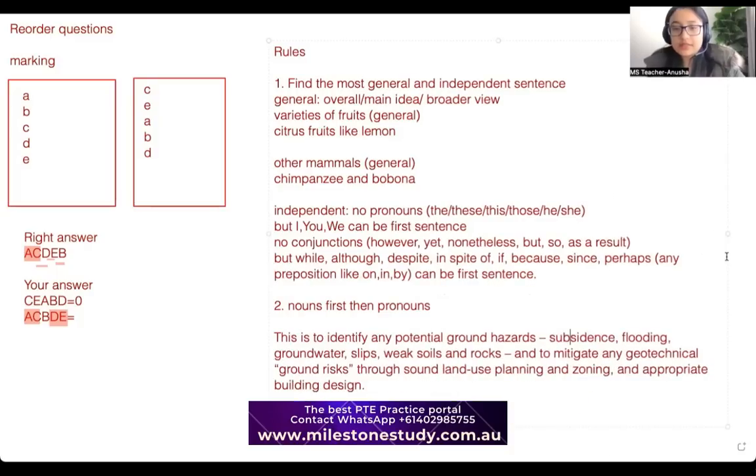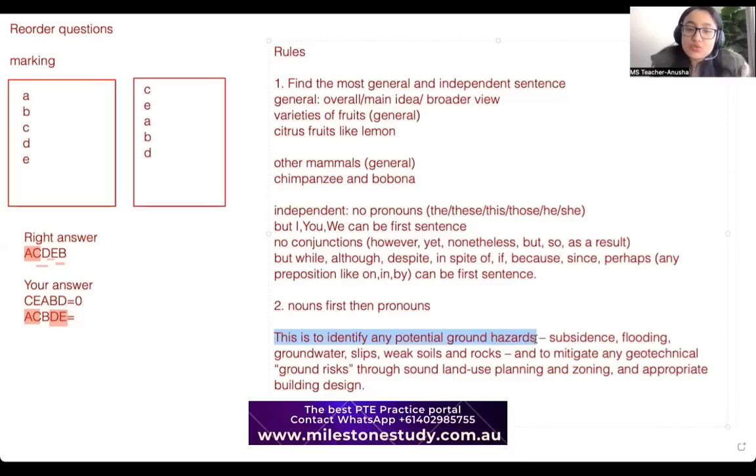Now here's a sentence. This is to identify any potential ground hazards: subsidence, flooding, groundwater slips, weak soils, rocks, and to mitigate any geotechnical ground risks through sound land use planning and zoning and appropriate building design. Now, when you see these long sentences, your mind goes like, oh no, this is so hard, okay? But focus on the pronoun, focus on the main words. Look here, this is to identify any potential ground hazards. That is the main sentence, okay?